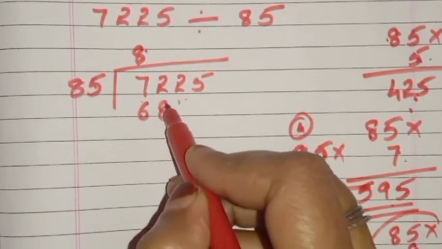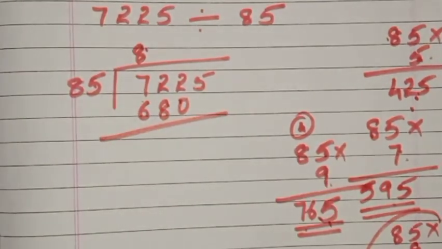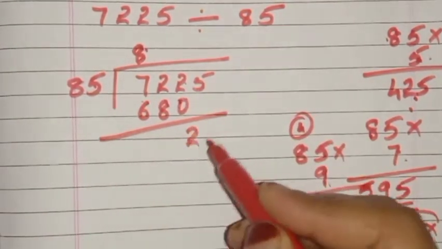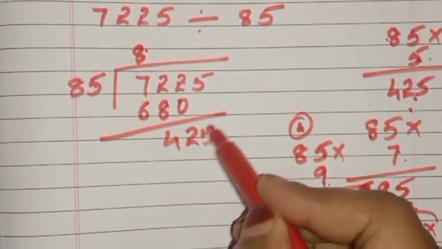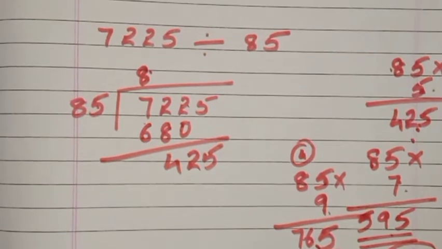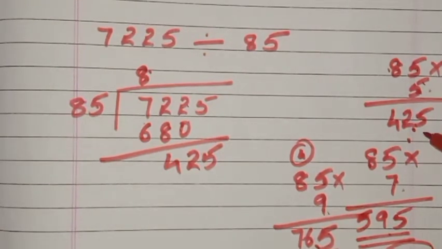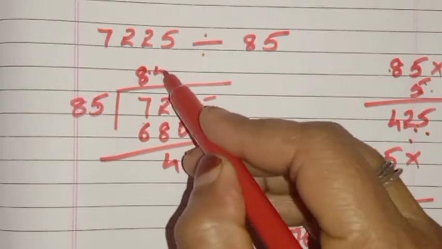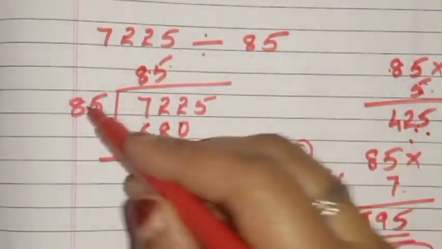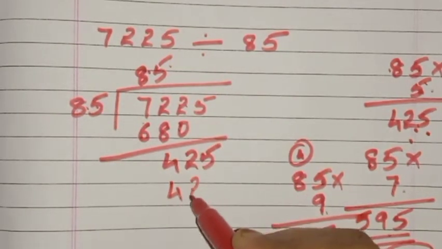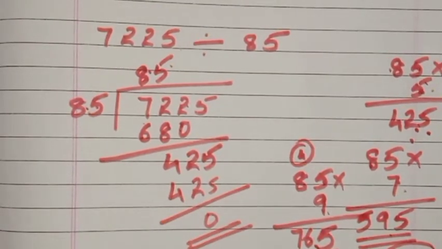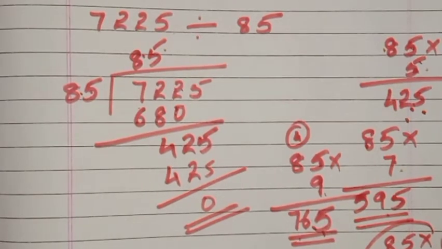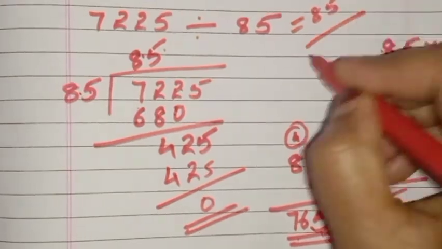85 into 8, what is the answer? 680. Then you subtract, 2 minus 0, 2. Here take 1 here, 12, 12 minus 8 is 4. Then 425. You already found here 85 into 5 is equal to 425. So we can write here 85 into 5 equal to 425. So here the answer is, what is the answer? 85 is the quotient. Okay, so 85 we can write as the answer.